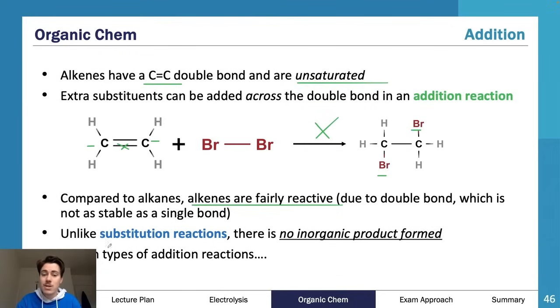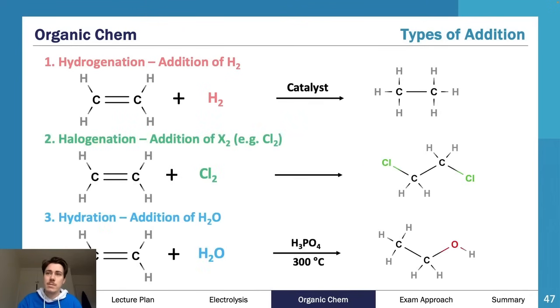There are three main types of addition reactions. These are the three main types you do need to know. So you've got hydrogenation. It's the addition of hydrogen. So you're adding hydrogen, you're essentially just making an alkane from an alkene. Cool. This does require a catalyst. You don't need to know what it is, you just need to know that it requires a catalyst.